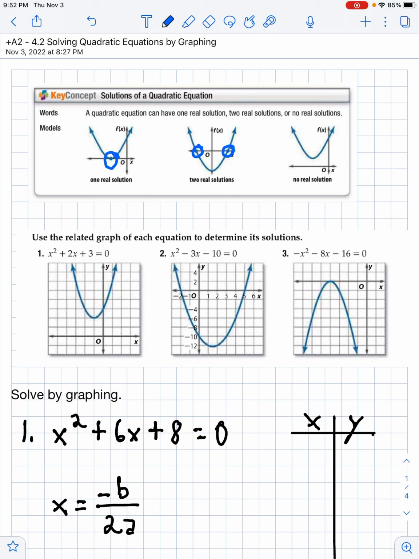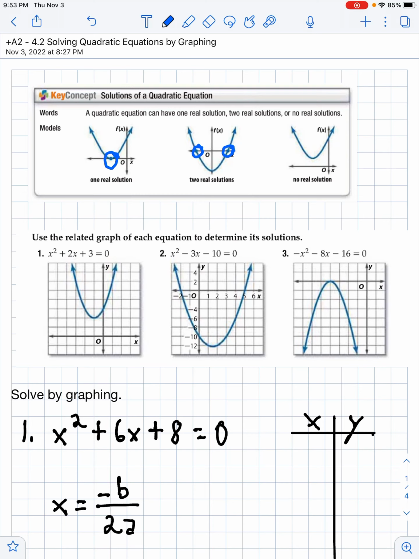So a quadratic equation, of course, graphs as a parabola. The parabola can open up or down, but it can either intersect the x-axis in a single point, the vertex, and you have one real solution, like the far left diagram, or it can intersect the x-axis in two places, opening up or down, so that would be two real solutions, or it can open up above the x-axis where there are no real solutions, or open down below the x-axis, and again, no real solutions.